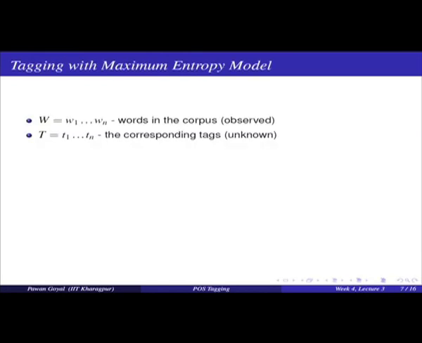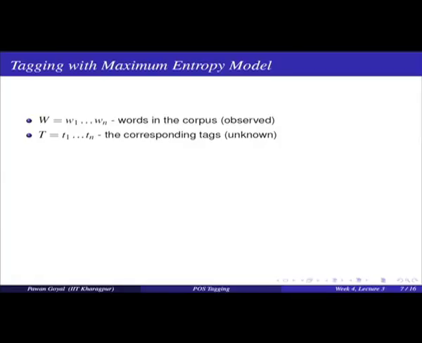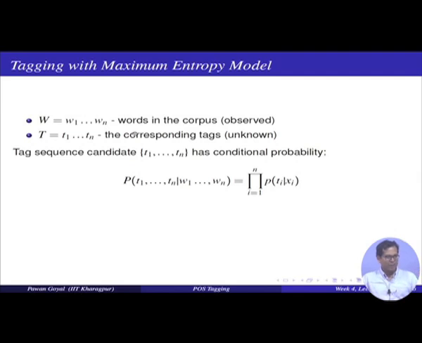Now once I have all these features, suppose the learning has taken place and I know all the parameters lambda, how do I go about tagging my sentence with the tags? I have the words in my corpus, w1 to wn, and I want to find the optimal tags. So I want to find the tag sequence t1 to tn.